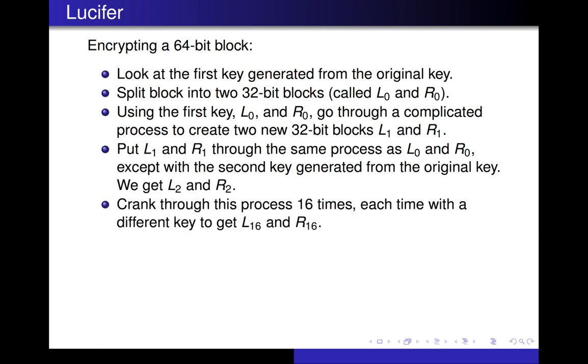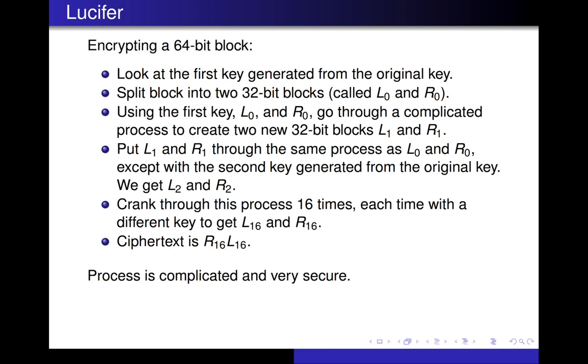And then we're just going to keep on going. We're going to go through this 16 times, or rather we're not, but if you used Lucifer you would. And that's going to end up with two 32-bit blocks, L16 and R16. And then we're going to produce the ciphertext R16, L16. We put the R16 first and then the L16 second. That gives us a 64-bit block. So this is a process that you go through by taking one 64-bit block and converting it into another 64-bit block.